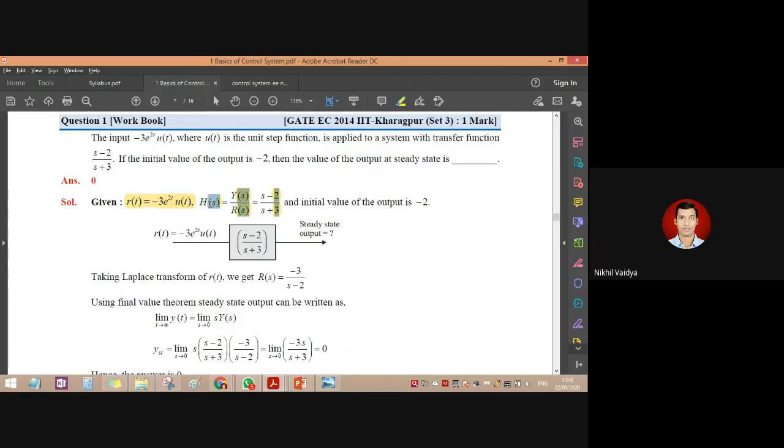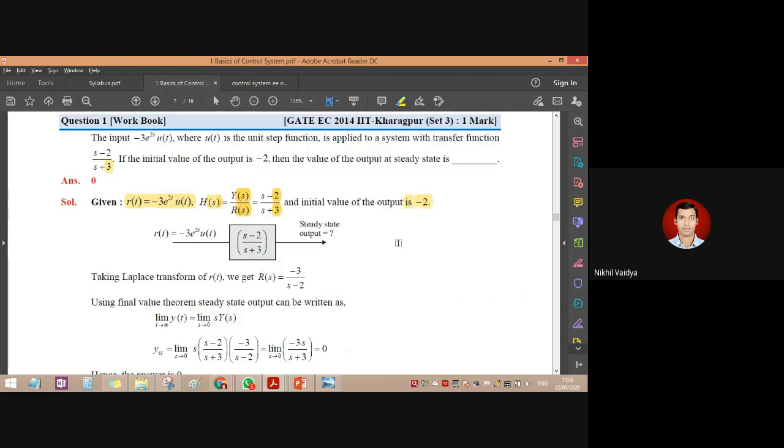So H of s is equal to Y of s upon R of s. H of s is the transfer function, given by output upon input. The output is Y of s, which we have to calculate. R of s is the Laplace transform of the input, which is already given. We are supplying this input to the transfer function (s minus 2) upon (s plus 3), and the initial value is given as minus 2.